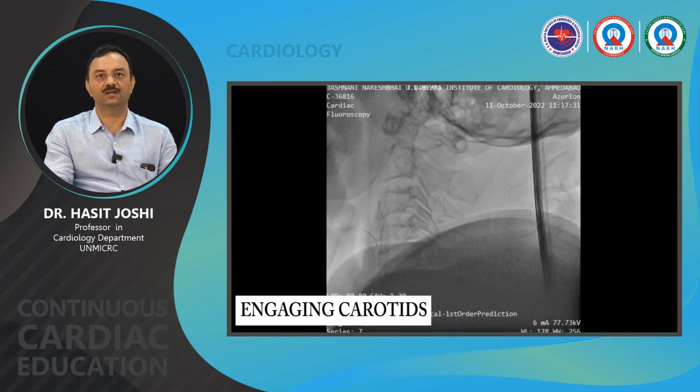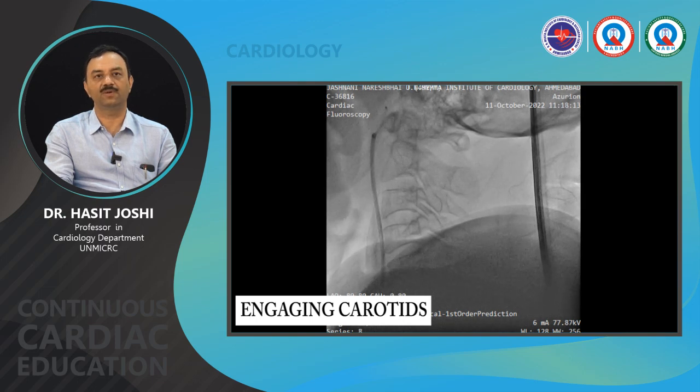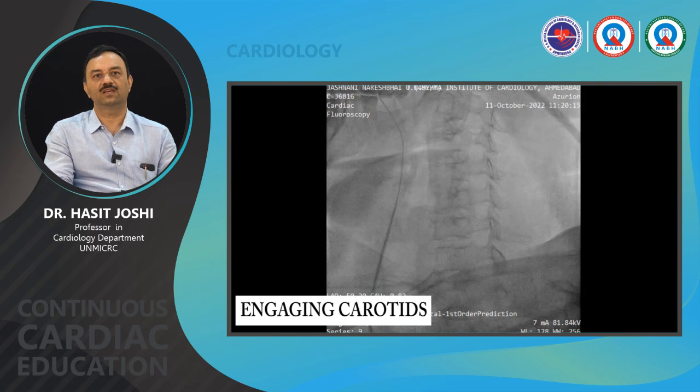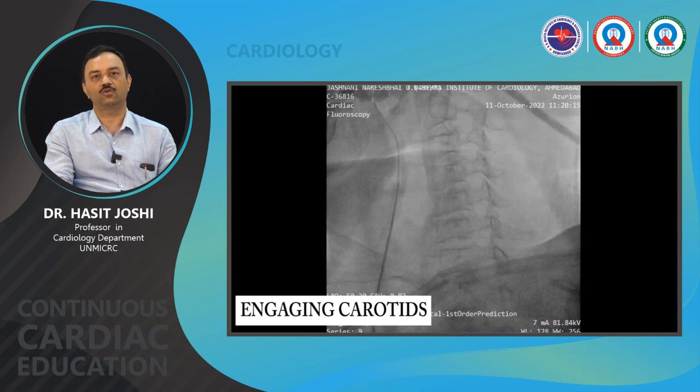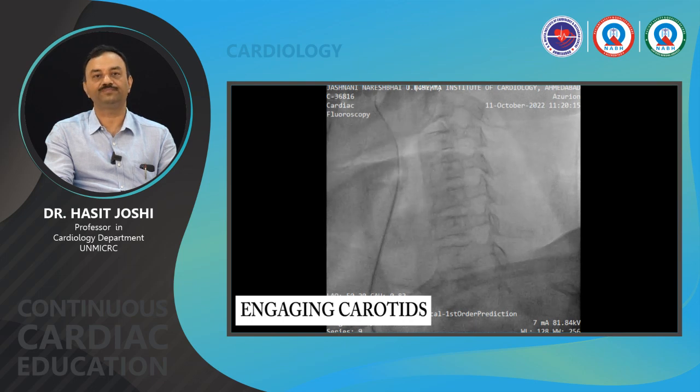This is another method where, under guidance, you can enter the external carotid artery. For this, the common carotid artery has to be plaque free. Put your catheter in the external carotid artery and put an extra stiff Amplatz wire, and on this your sheath can be advanced to the target common carotid artery.